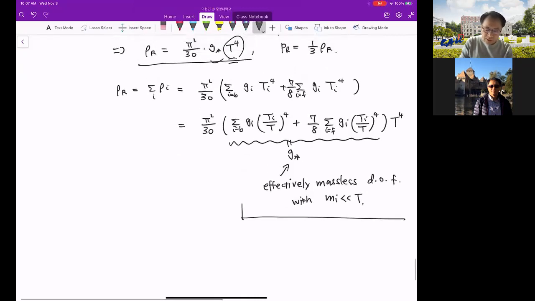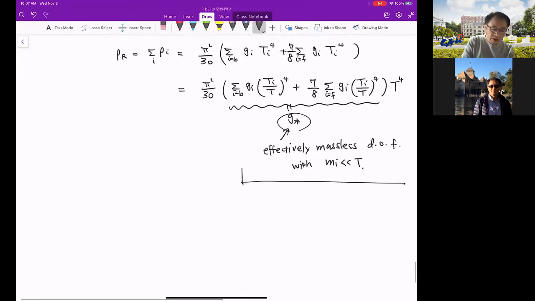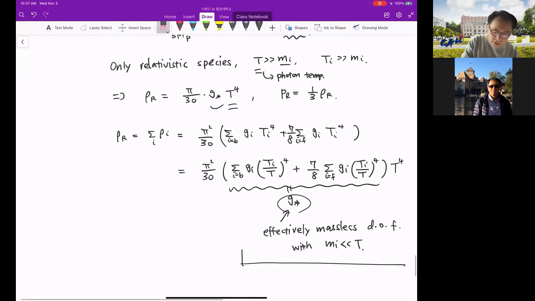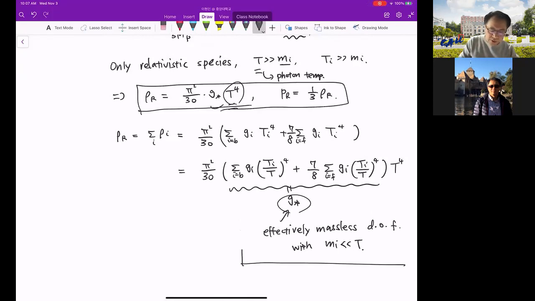So then, depending on particle masses in comparison to the photon temperature, you can count the effectively massless degrees of freedom. Just please remember that the energy density is given by this expression.